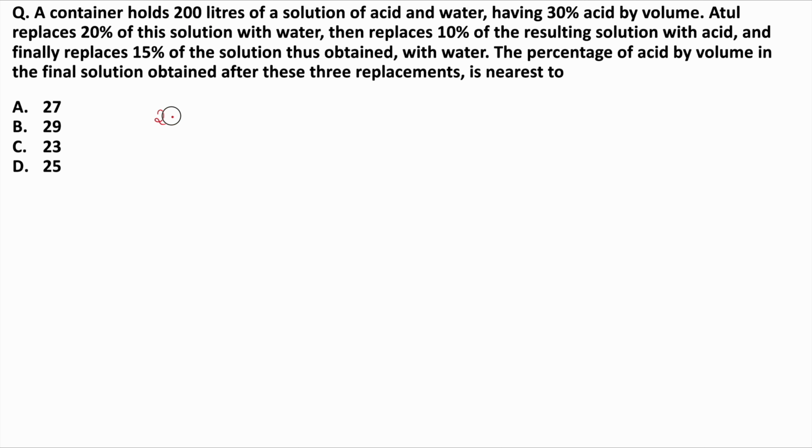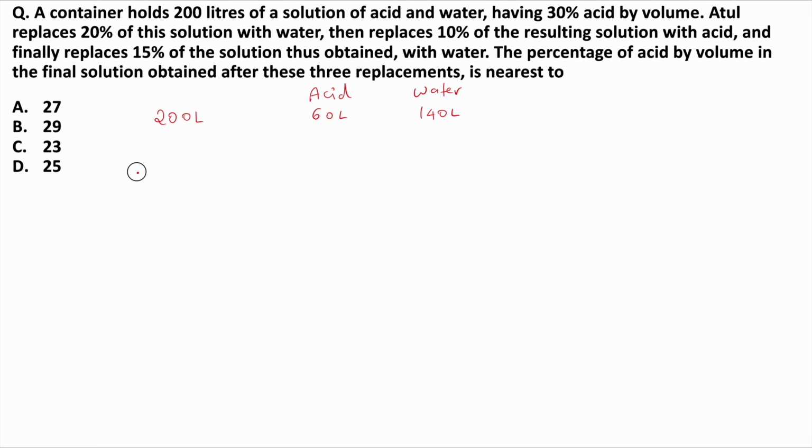Alright, so we have a 200 liters solution. In this, let's keep the count of acid and water content every time, right? So initially, there is 30% of acid. 30% of 200 is 30 upon 100 into 200. So 60, and 200 minus 60 is 140 liters of water.